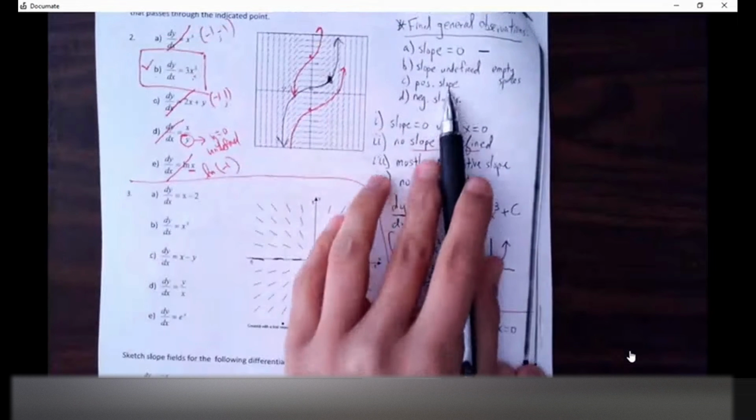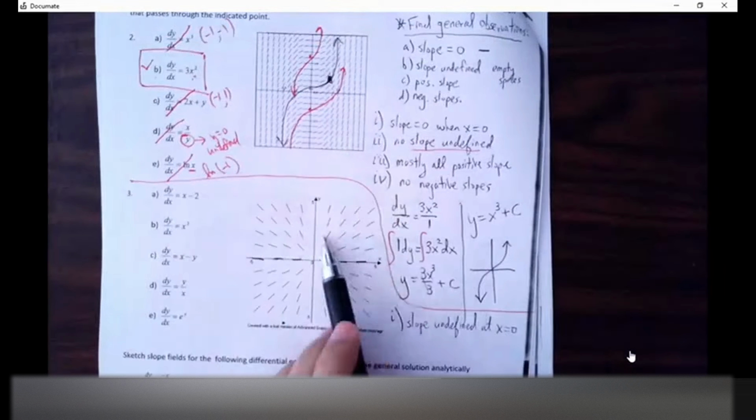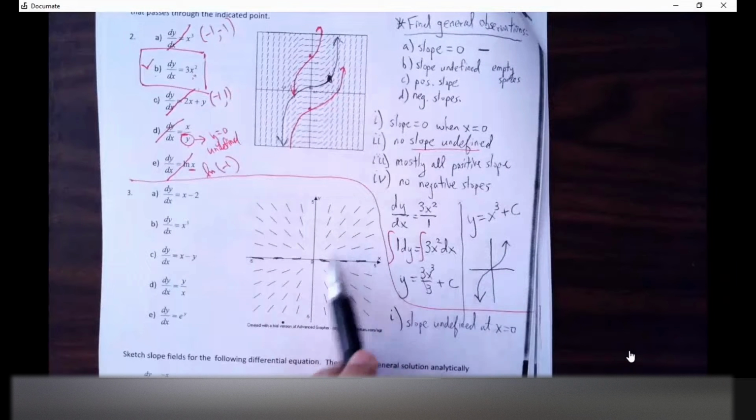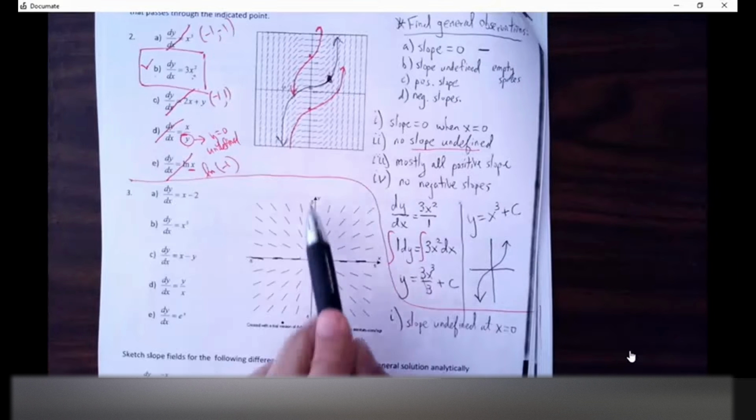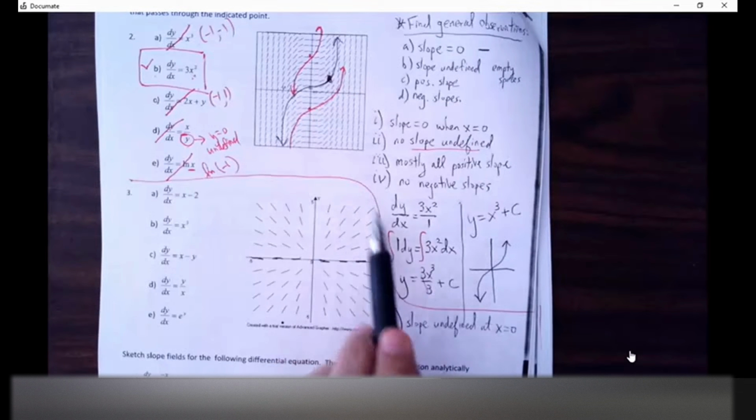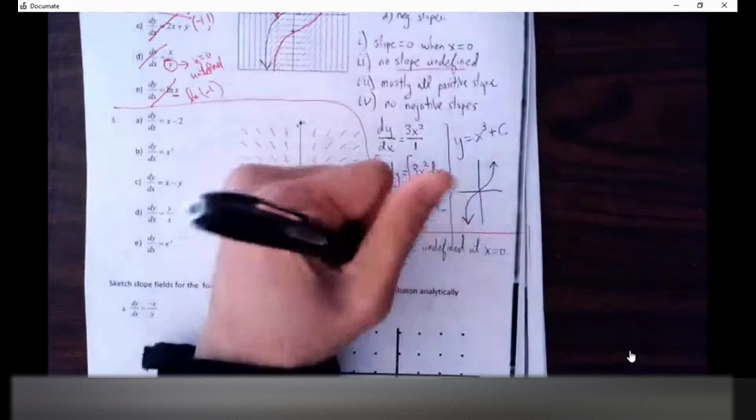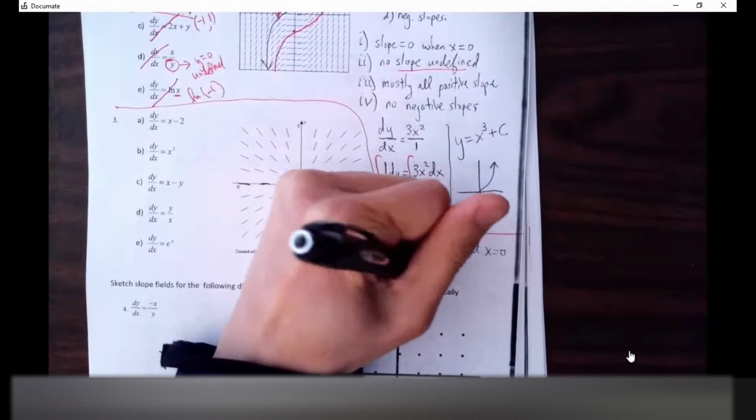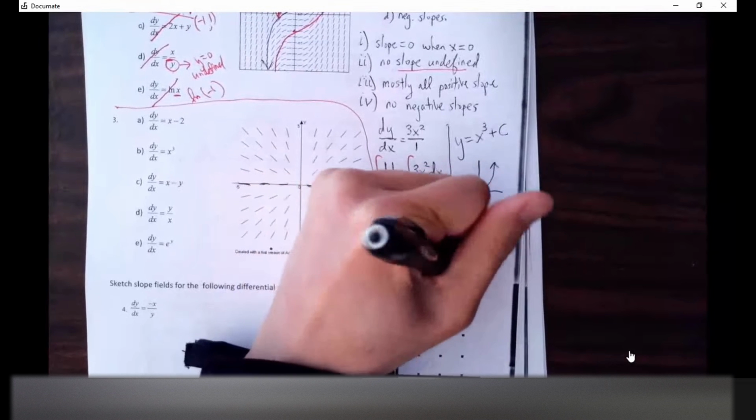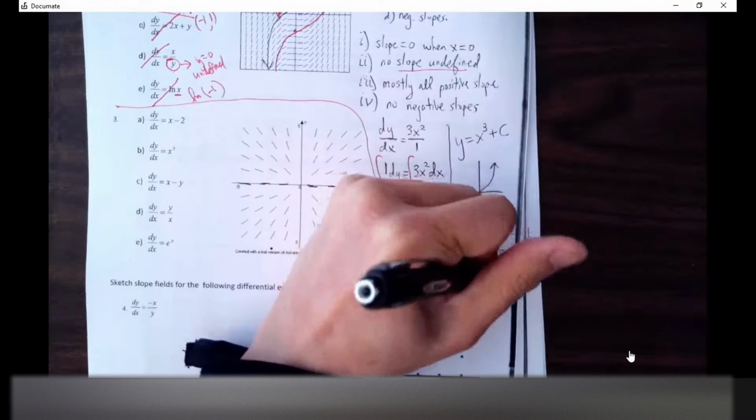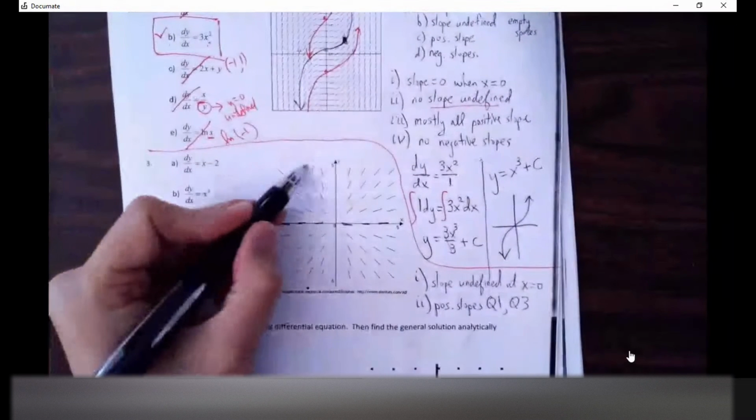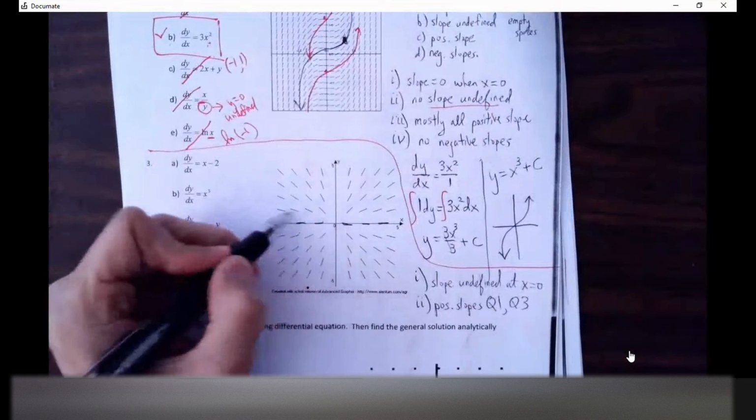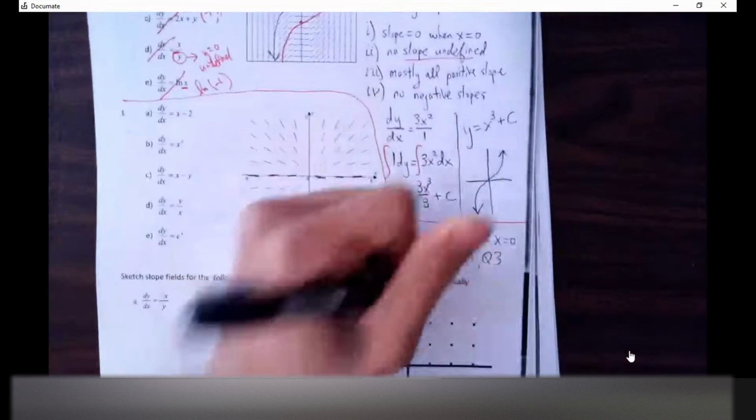And what about clusters of positive and negative slope? Well, I see positive slope in the first and third quadrant. That's nice. I see an easily identifiable cluster of positive slopes here. So I see positive slopes in quadrant 1 and quadrant 3. And then I also see a cluster of negative slopes here, in quadrant 2 and quadrant 4.